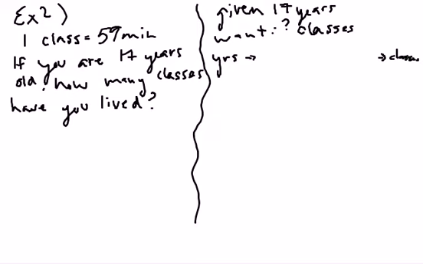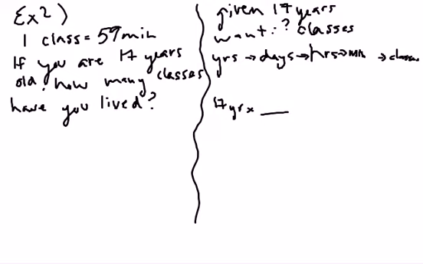So we need to eventually get into minutes, so probably we need to go from years to days. Then we can go from days to hours. And we can go to minutes. And then we can go to classes. So you can set up your problem. We start off with 17 years times. Our next would be days.